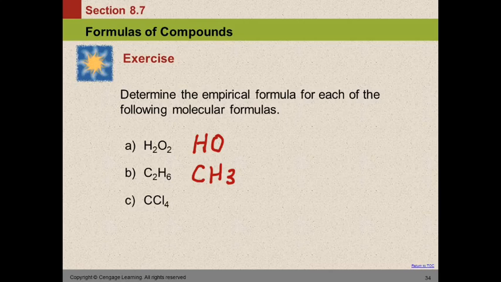How about CCl4? It's the same. It's carbon tetrachloride. There's a ratio of 1 carbon to 4 chlorines. And there happens to be 1 carbon atom and 4 chlorine atoms in a molecule. So for letter C, the empirical formula and the molecular formula are the same. Any questions?